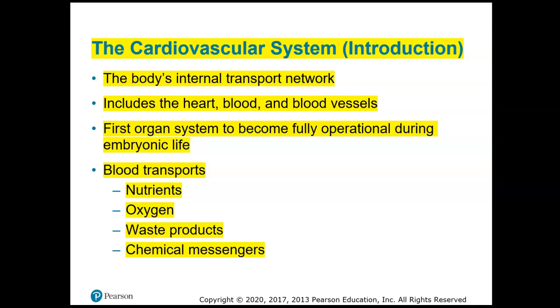I will do my best to simplify and make the chapters as brief as I can, cut out some of the material so that it's not so overwhelming. But the major components are going to be the blood, then chapter 12 is the heart, and chapter 13 are the blood vessels. So as I get to each chapter, I'll tell you which parts to focus on.